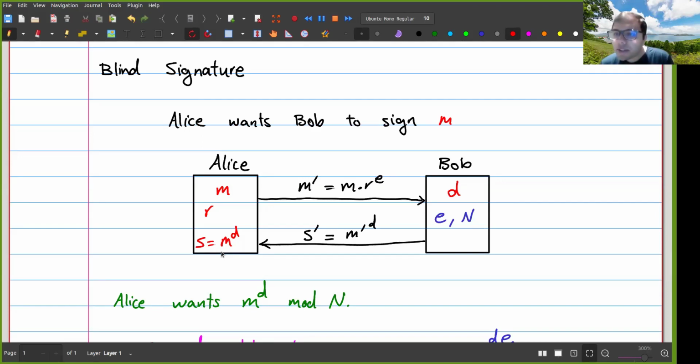So there is a question here. Can Alice encrypt the message, get signed, and decrypt the message? So what do you mean? You mean that M prime is just M to the power of E? I didn't understand the question in the chat.